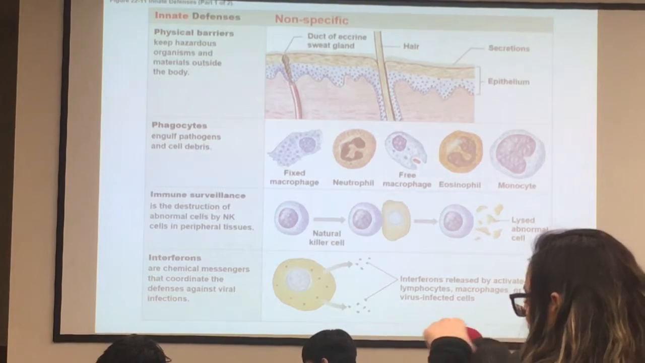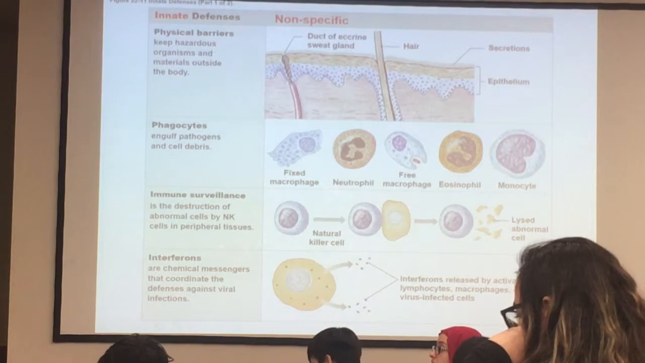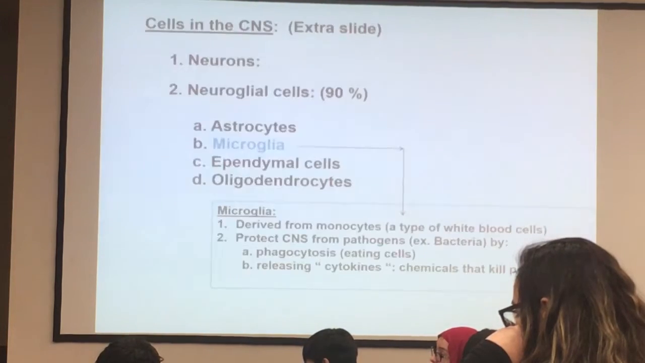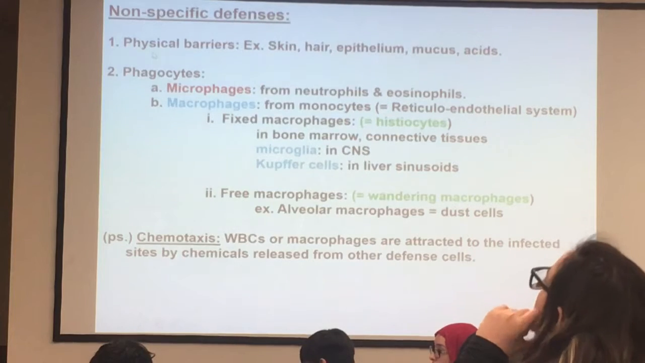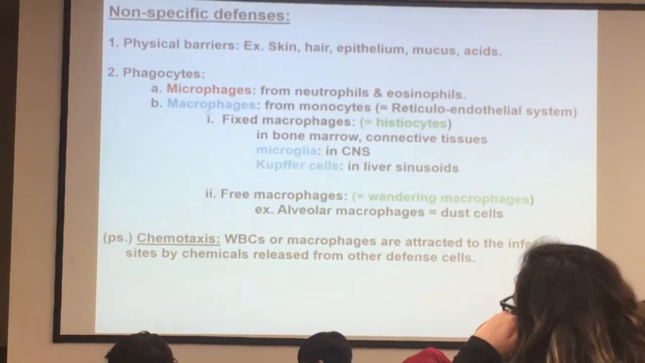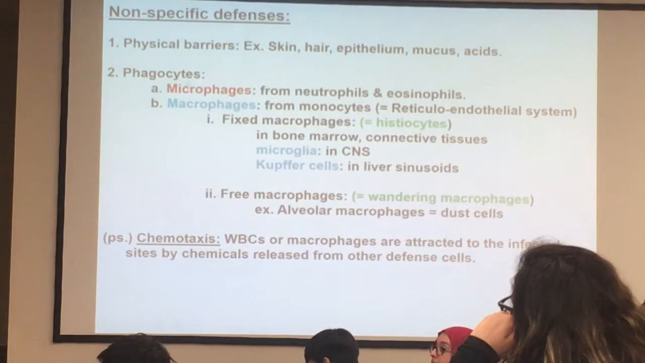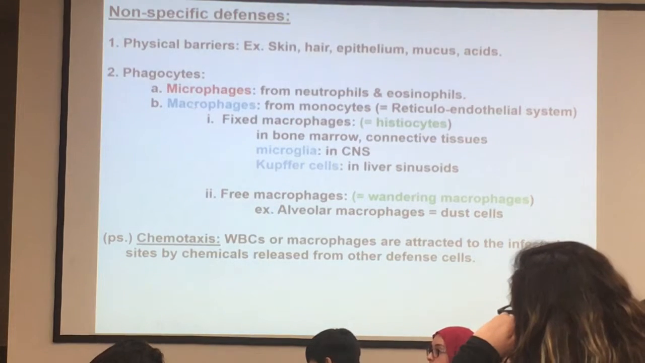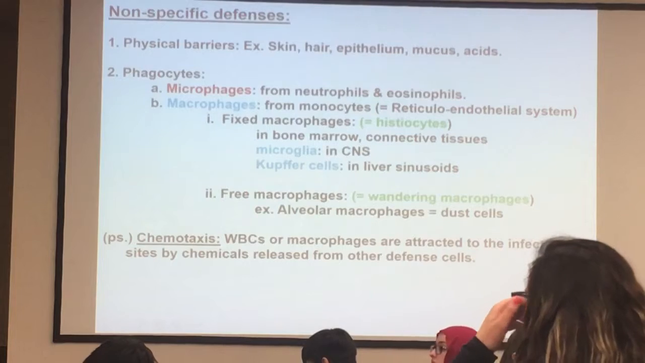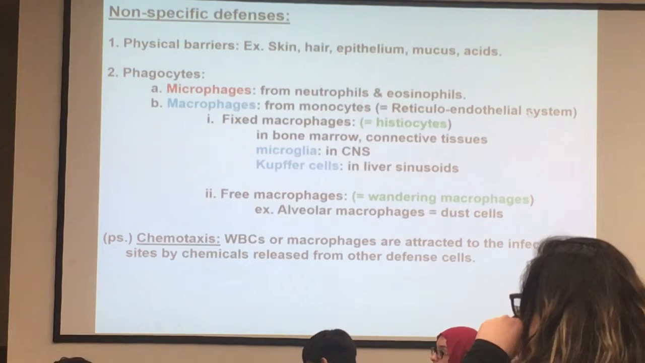The second one is phagocyte. I mean, it can swallow pathogens. And we have three: neutrophil, eosinophil, and monocyte. Monocyte becomes macrophage. We divide them into microphage and macrophage. Phage means eating. There's a small eater and a big eater. Small eaters are neutrophil and eosinophil. Macrophage comes from monocyte, and some would call it reticular epithelial cell.